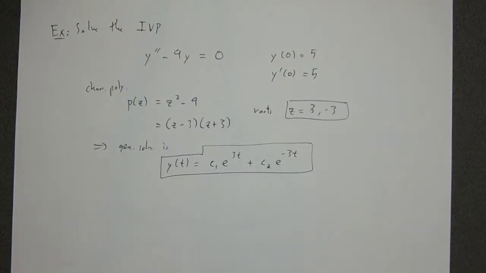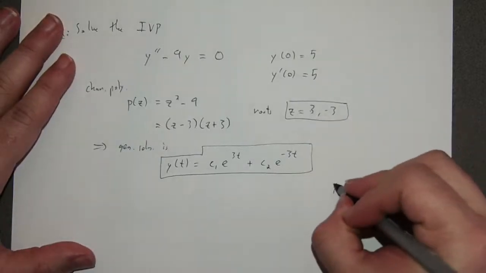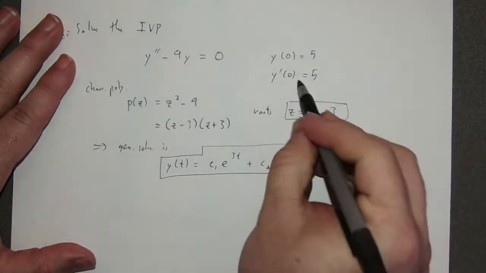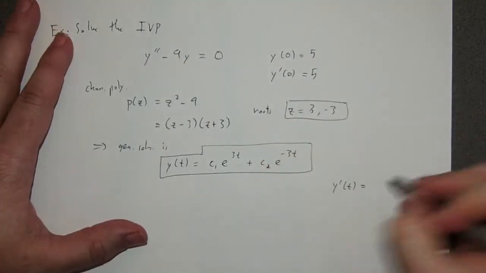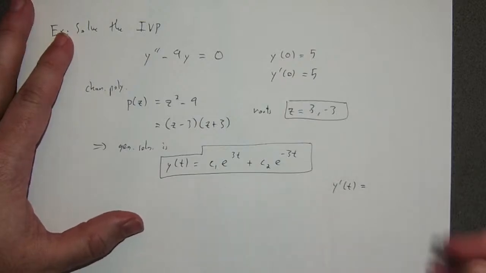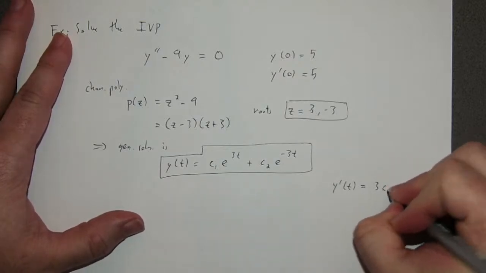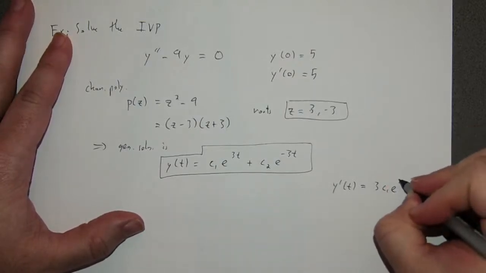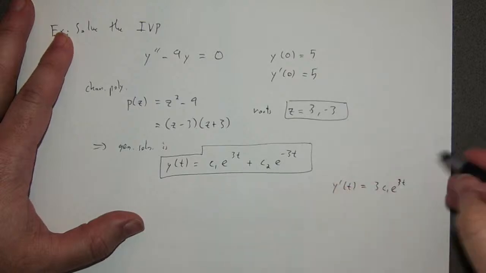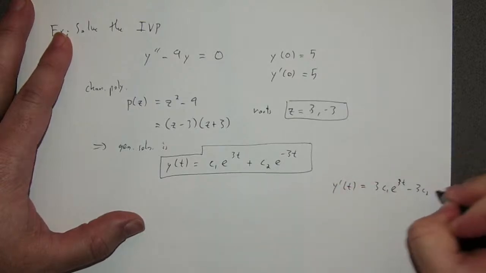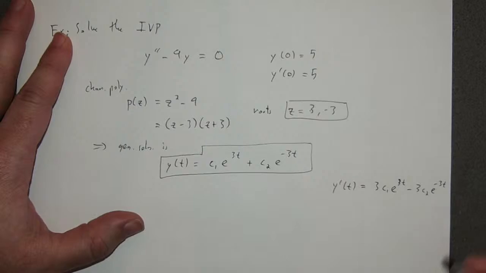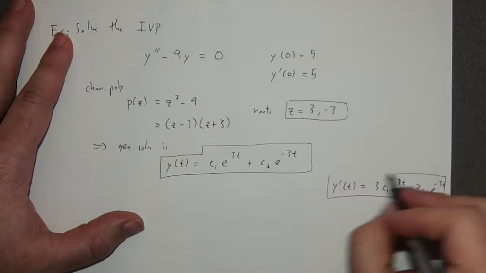But I was asked to actually solve the IVP, so I'm looking for a unique solution to this IVP. So what I do here is the following. First I need to take the derivative of this thing so that I can impose the second initial condition. So the derivative of this thing is 3c1 e to the 3t minus 3c2 e to the minus 3t. All right, there's my y prime.